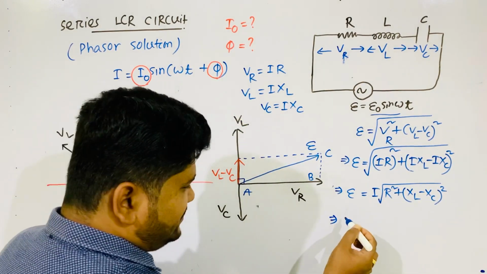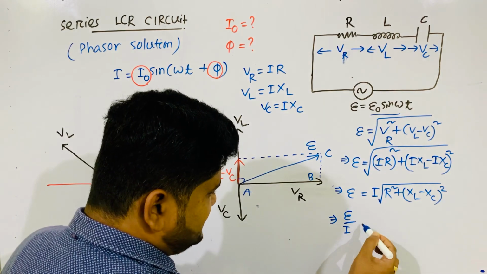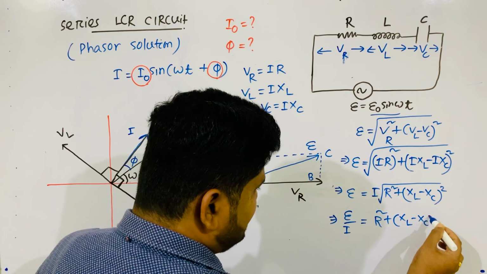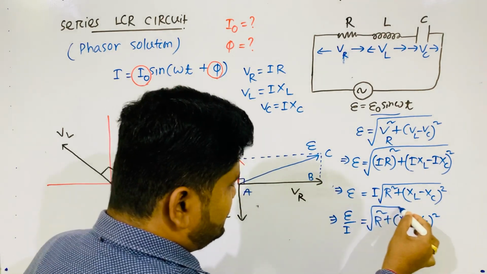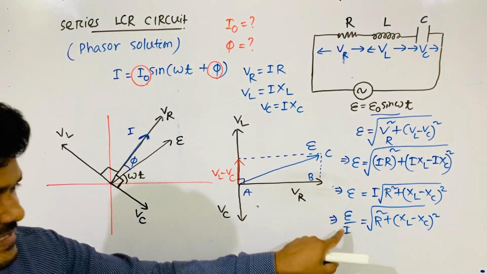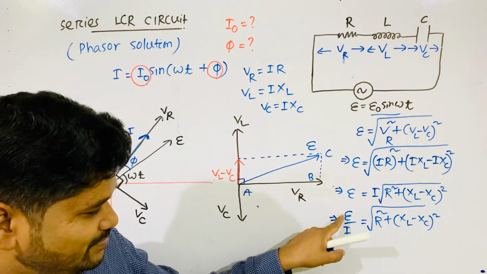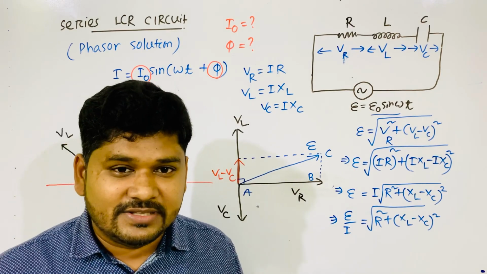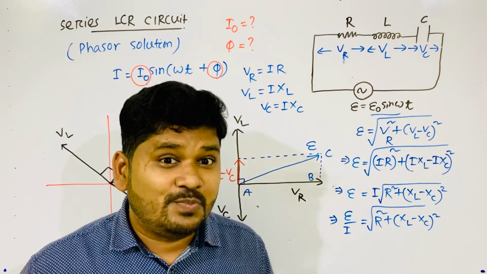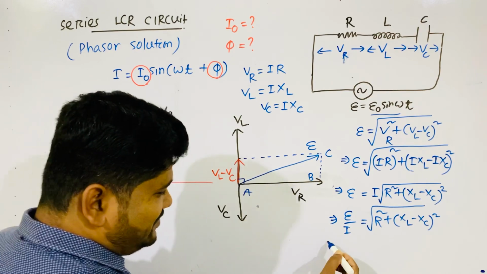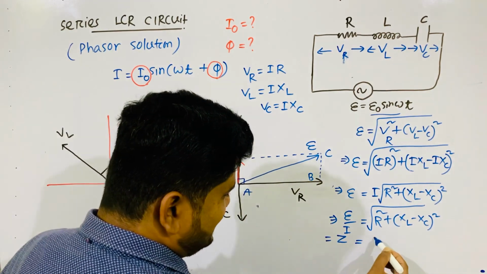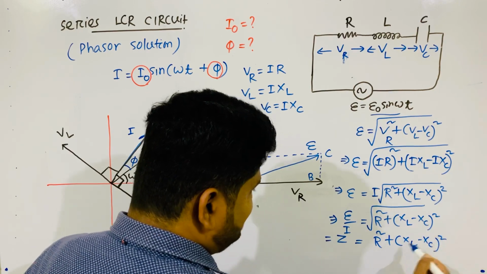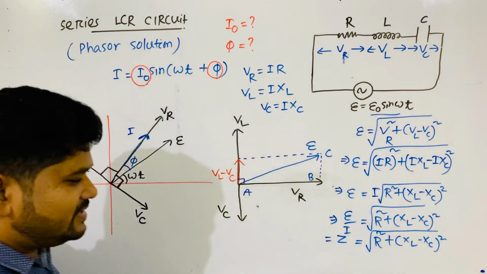Now you take the I to this side. So you will get R square plus XL minus XC whole square root. But what is this E by I? E is the net voltage, I is the net current. This is the net opposition, nothing but your Z. So this is R square plus XL minus XC whole square root.